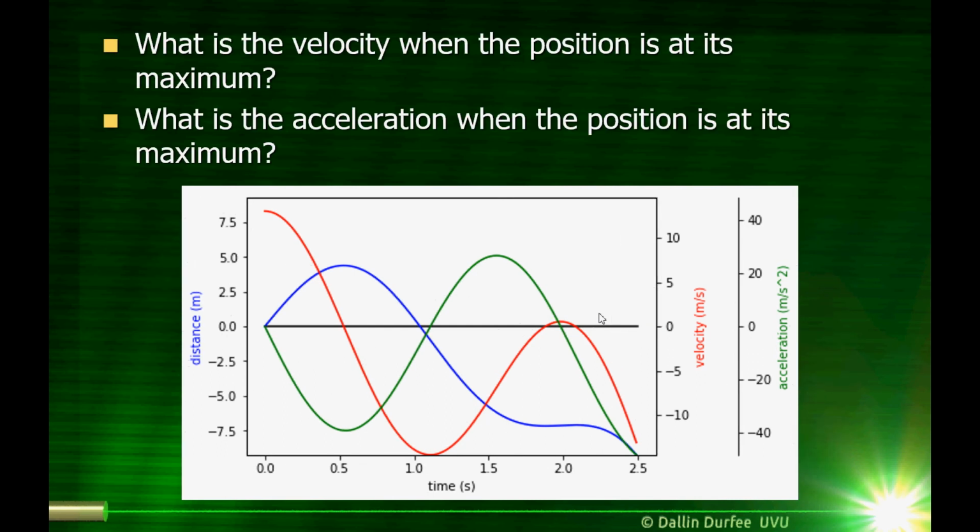Now, what is the velocity when the position is at its maximum? So at the maximum, that's right when it's turning around and the velocity is 0. All right?